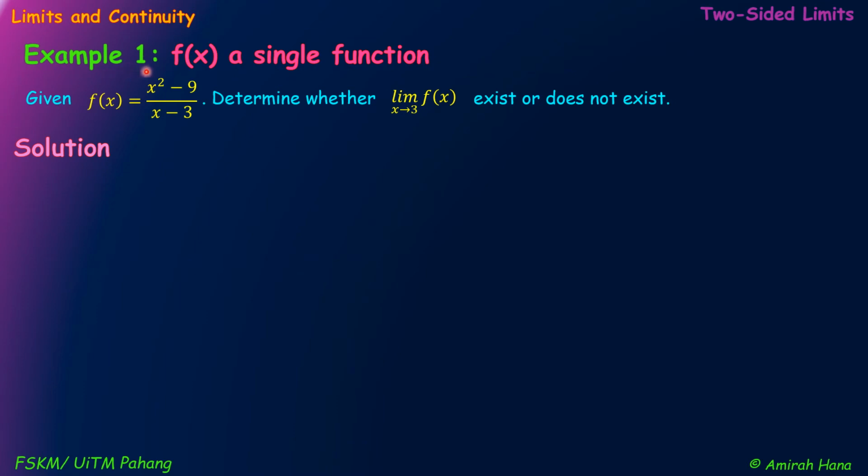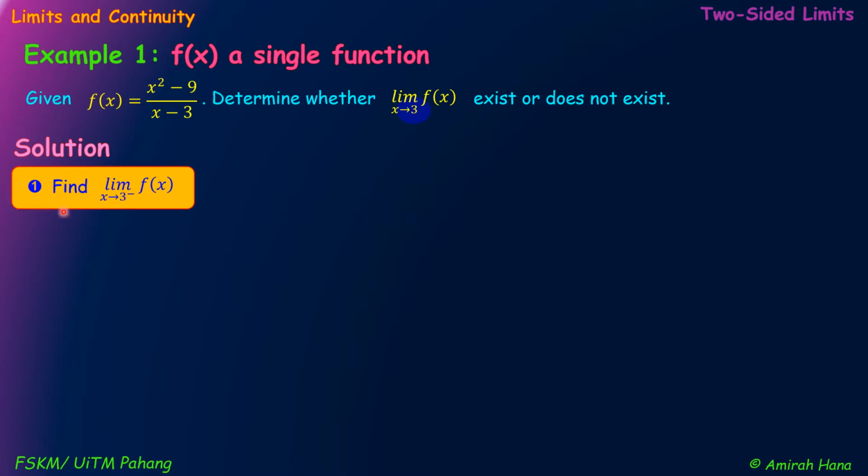We look at example 1 where f(x) is a single function. Given f(x) equals x squared minus 9 over x minus 3. Determine whether limit x approaches 3 f(x) exists or does not exist. From the given question here, we have limit x approaches 3 f(x). To determine whether it exists or does not exist, we have 4 steps.